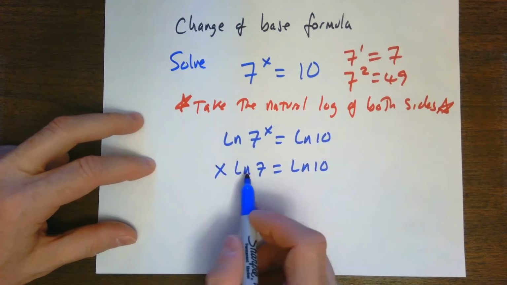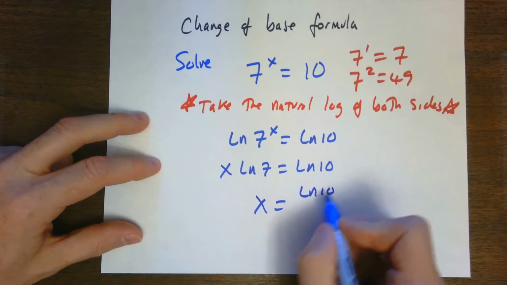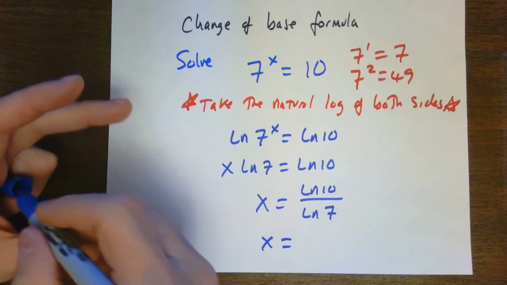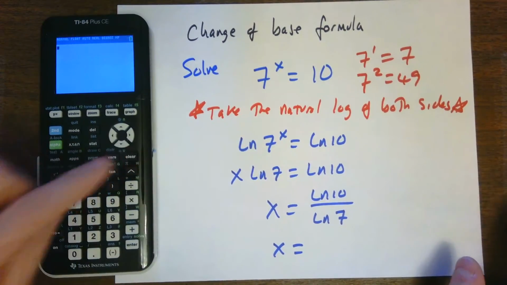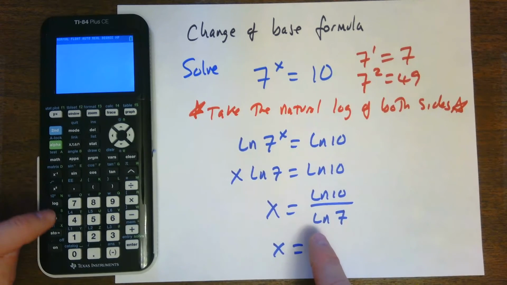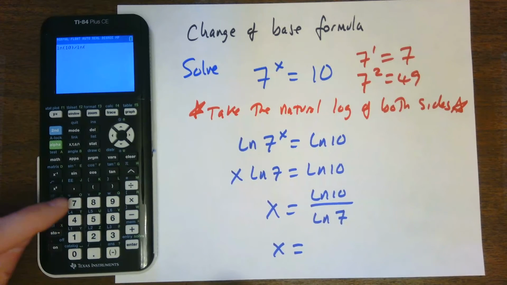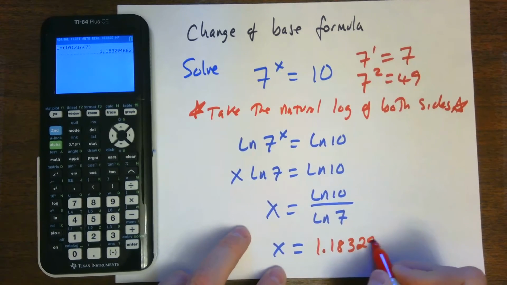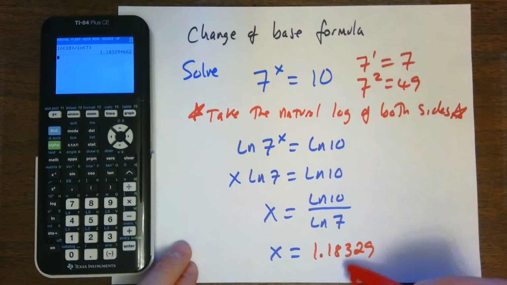Whatever number that is, I'm going to divide both sides by that number, and I get x equals the natural log of 10, whatever that is, divided by the natural log of 7, whatever that is. In other words, x equals, here comes the calculator, the natural log of 10, close parentheses, divided by the natural log of 7, close parentheses, and I get 1.18329 approximately. And just like we said, somewhere between 1 and 2, closer to 1. There it is.